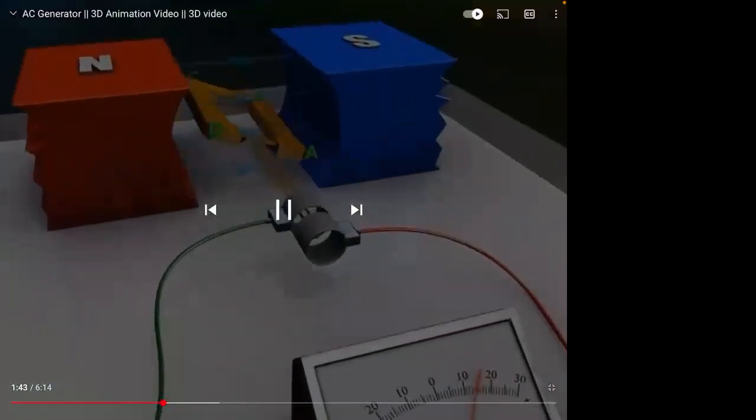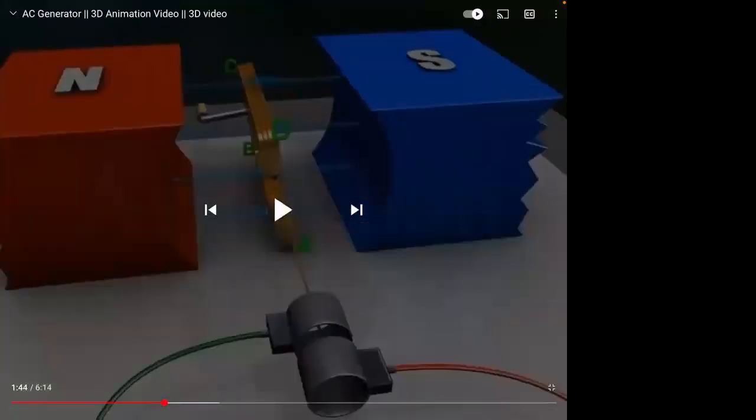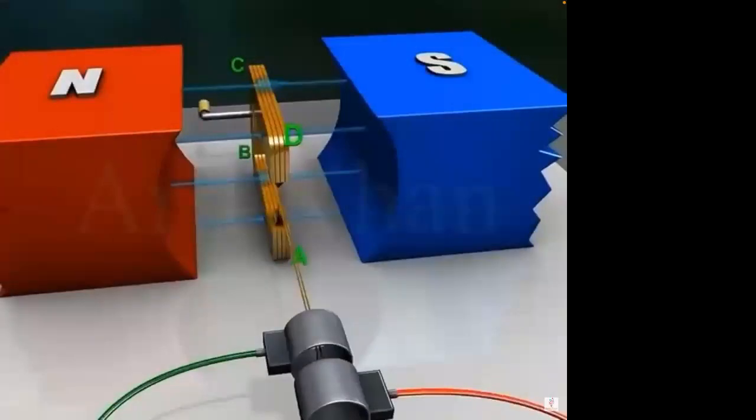Generator. How much is the flux in this case? Is it going to be maximum or zero? Maximum, sir. Now it should be maximum. Why? No, sir, it's cos, so it should be 0.